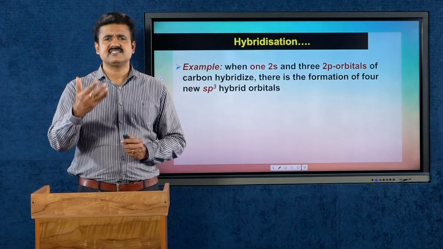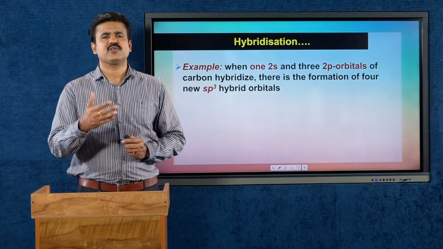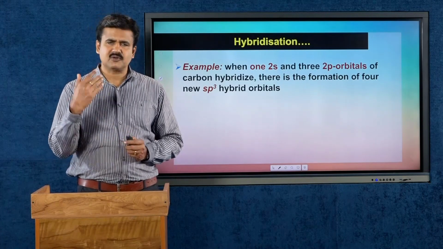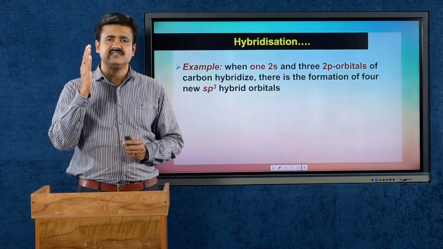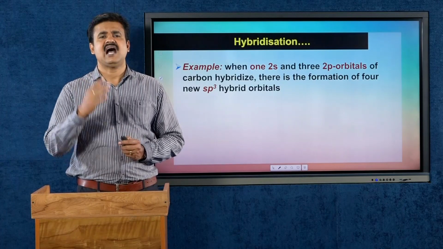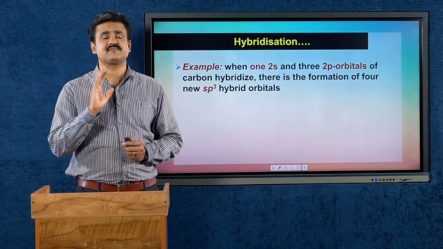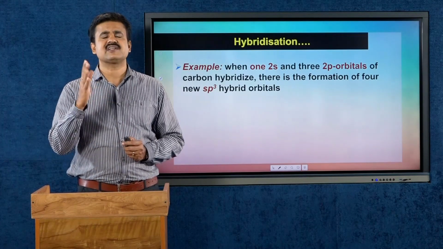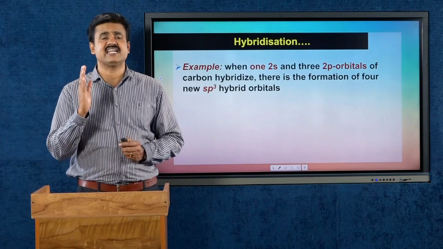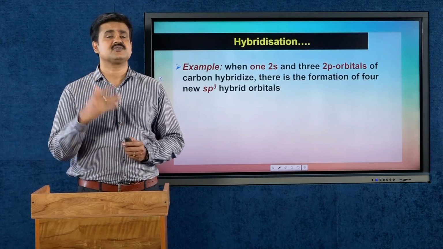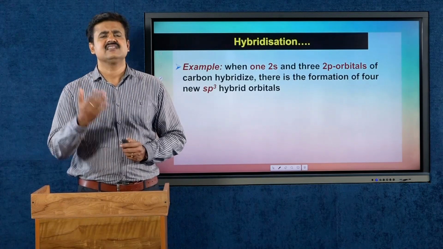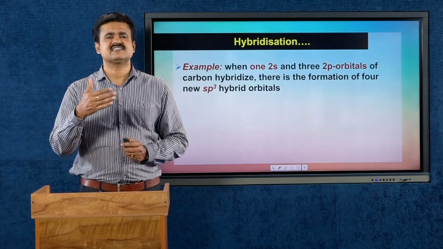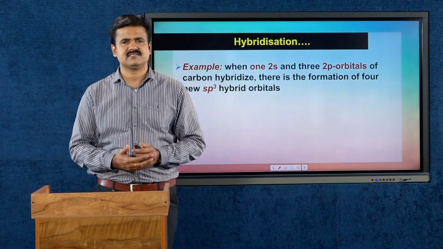In the CH4 molecule, the central atom carbon shows sp3 hybridization, and for that, one 2s orbital and three 2p orbitals take part. As a result of the mixing, four sp3 hybrid orbitals are produced on the central atom carbon, and these four sp3 hybrid orbitals have identical energy and shape, and they prefer to have the tetrahedral geometry. This basic concept you have learned in the previous module, and this part is just for recalling the concept of hybridization.